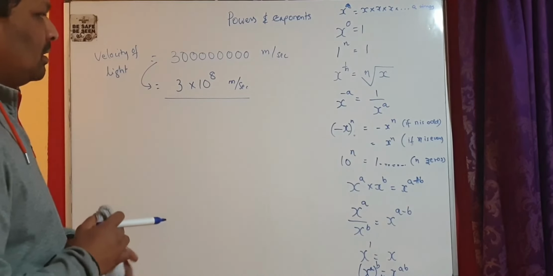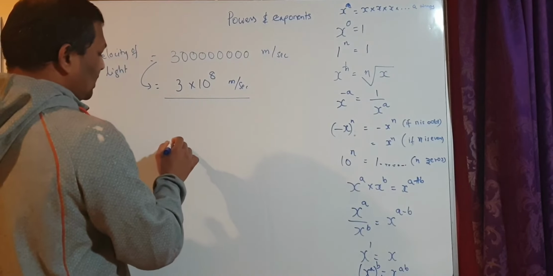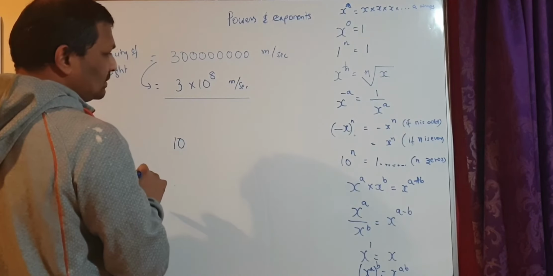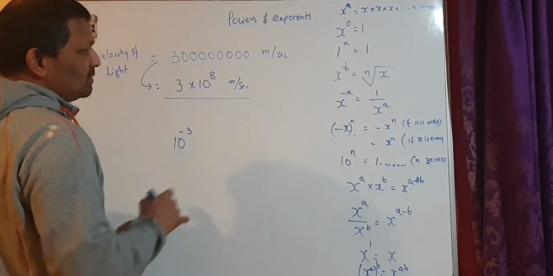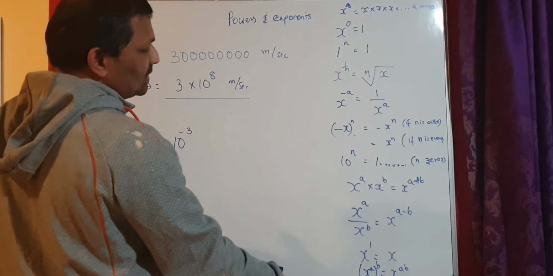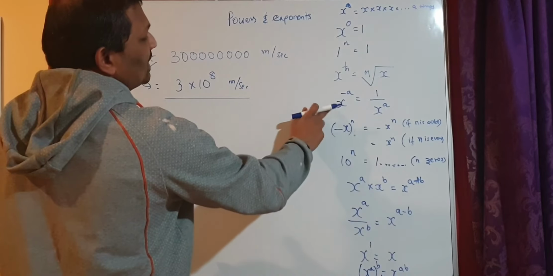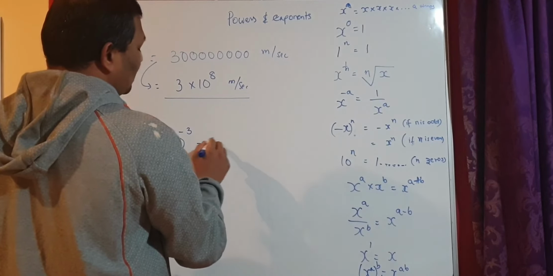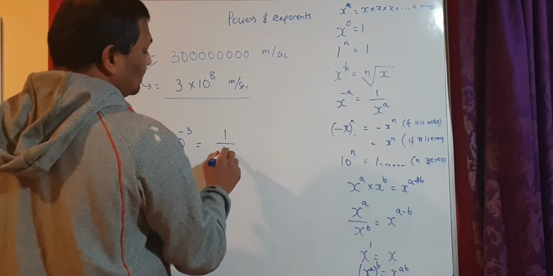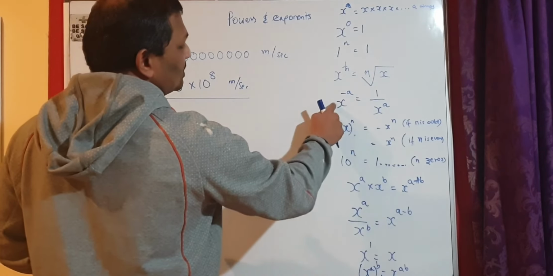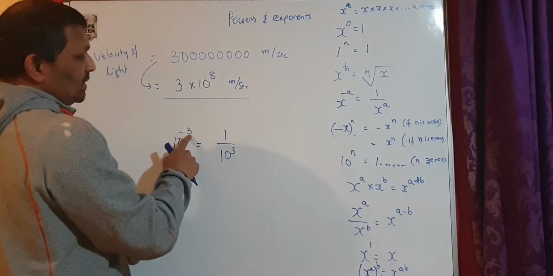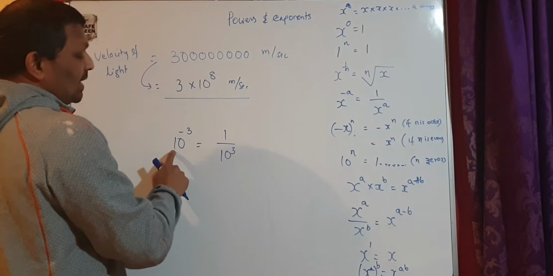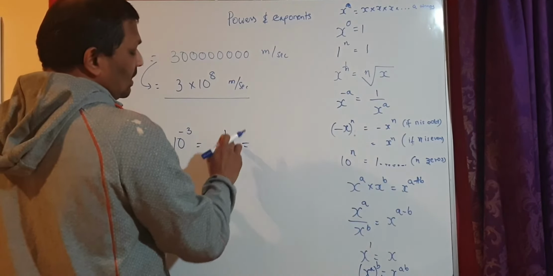Okay. Before I wrap it up, I'll also tell you that, for example, if somebody asks you what is the value of 10 to the power of minus 3, which formula do you use out of these 3? This is the one which is matching. So 10 to the power of minus 3 is 1 by 10 to the power of 3. Same thing: x to the power of minus a is equal to 1 by x to the power of a. Here a is 3 and x is 10. So 1 by x to the power of a.